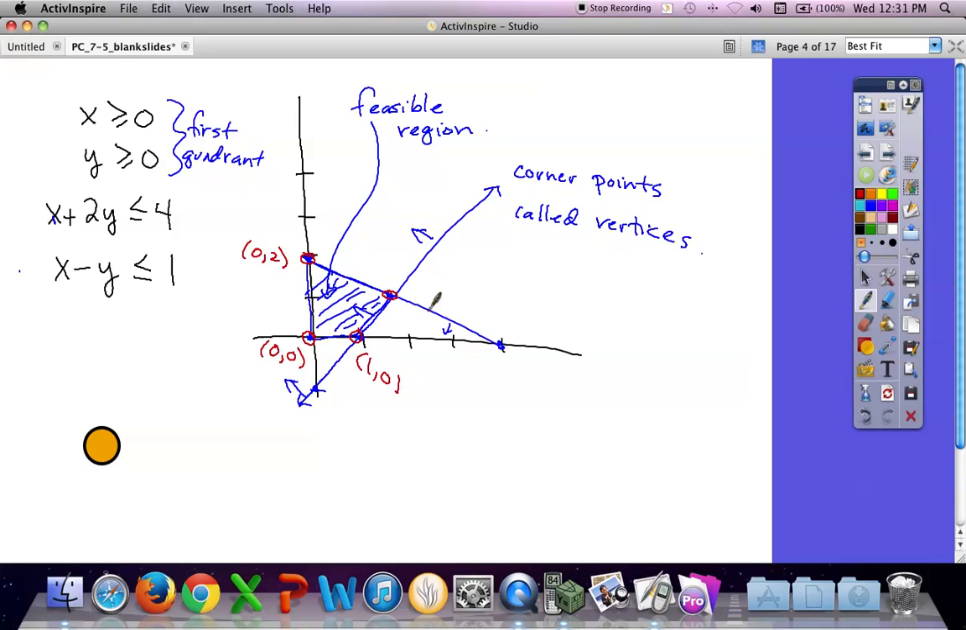So the system would be x plus 2y equals 4 and x minus y equals 1. Let me write this over here. As a system of equations, you could take your pick. How many different ways do we have to solve that? Substitution, elimination. How about matrices in the calculator? You could always do that.